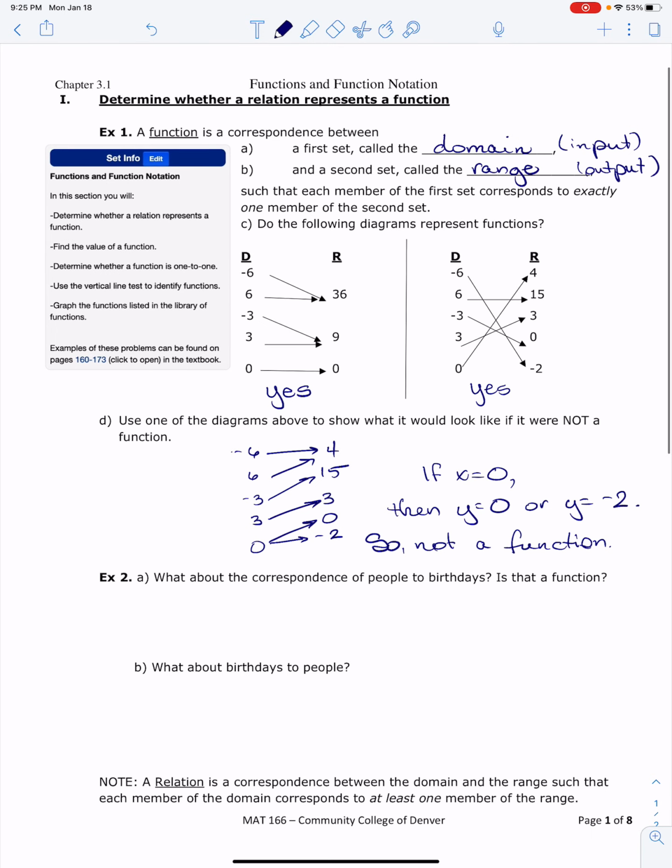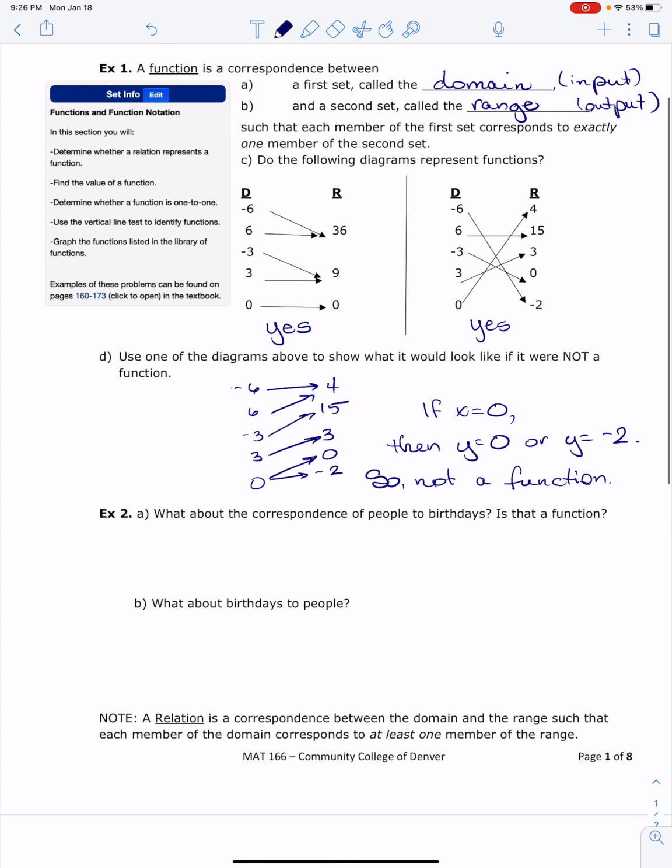It's a function if I can give you an x value and there's absolutely no question about what y is. There's no either or. If it is not a function, if we don't know yet if it's a function, we're going to call it a relation or a correspondence.